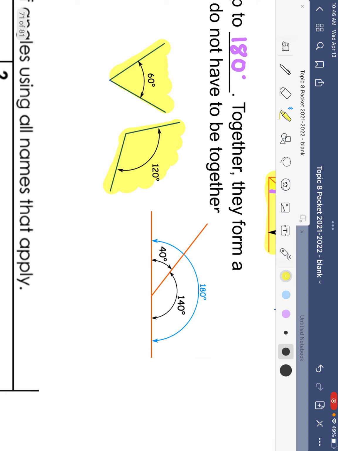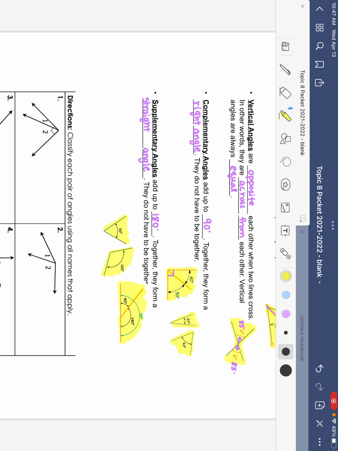Now, I also have an example where I've got adjacent angles that are also supplementary. So we have this angle here that is 40 degrees, and this angle here that is 140 degrees. And those are adjacent angles, but 40 plus 140 makes 180, so they are supplementary. So remember, supplementary and complementary angles can also be adjacent, but they don't have to be. Okay? So now let's work on classifying each pair of angles using all the names that apply.